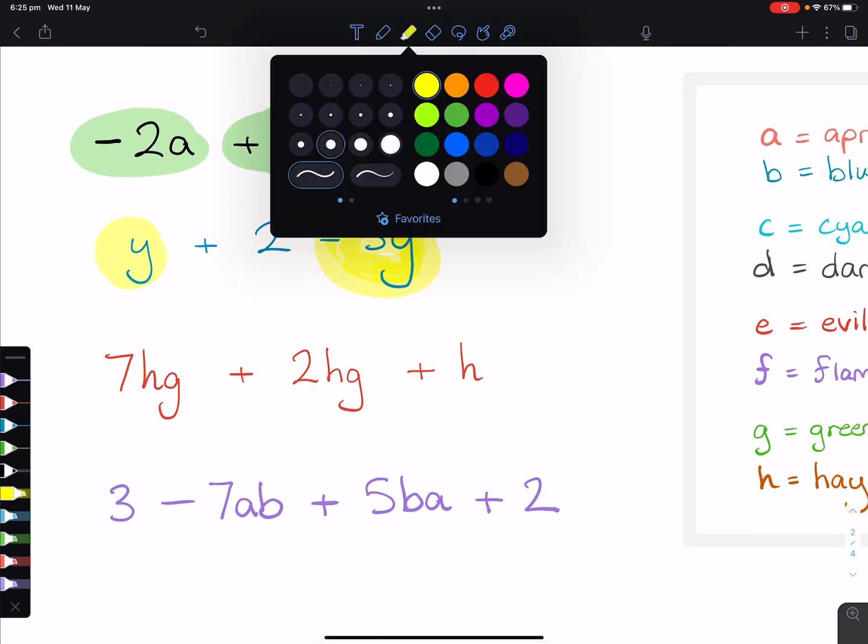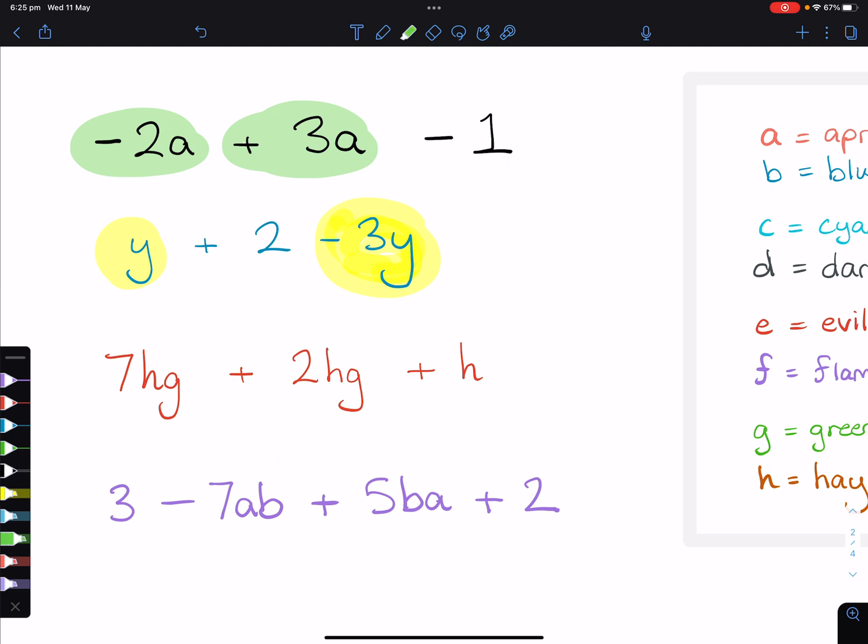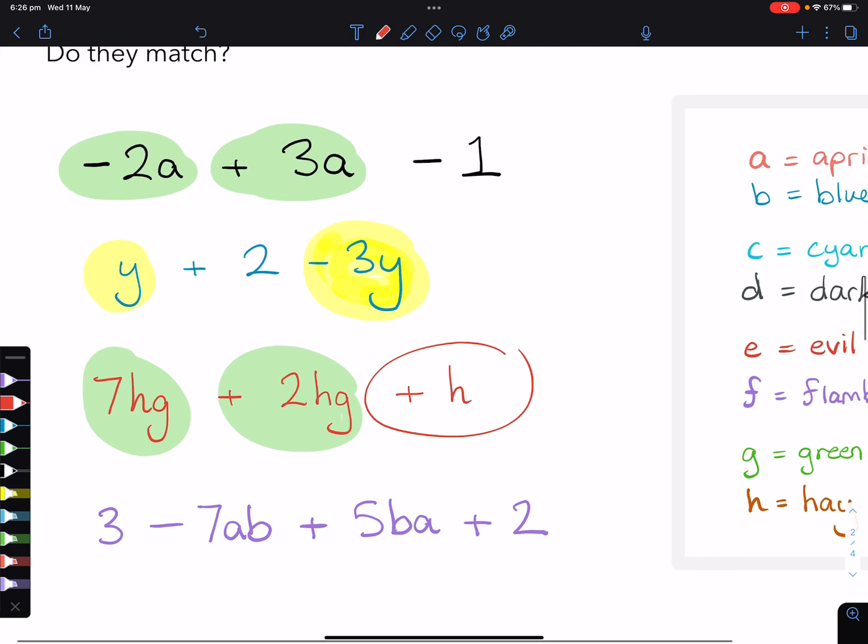Now I think I'll use green. So we've got 7HG plus 2HG. They both have the exact same HG uniforms on. So those match, and I could gather them together, and I'll show you how that works a bit later on. What about this last one over here, H? Well, it looks like it's got part of the uniform, but not the exact same combination.